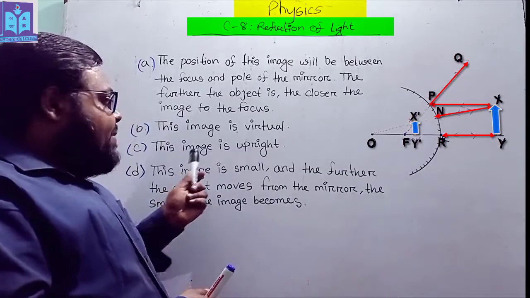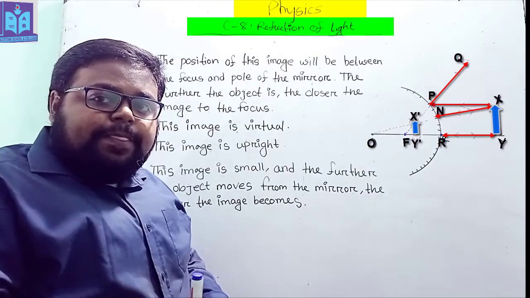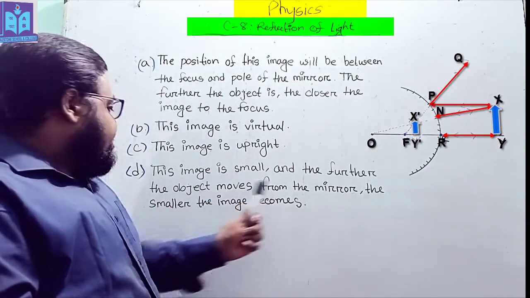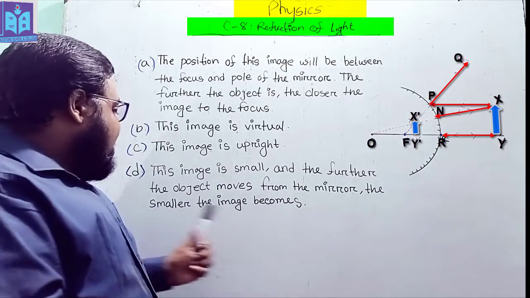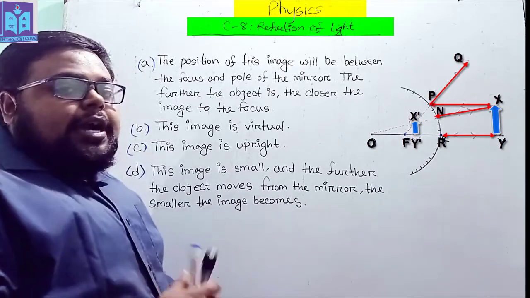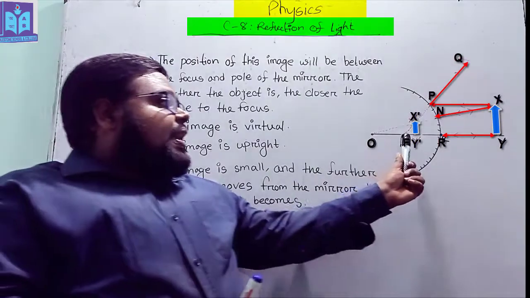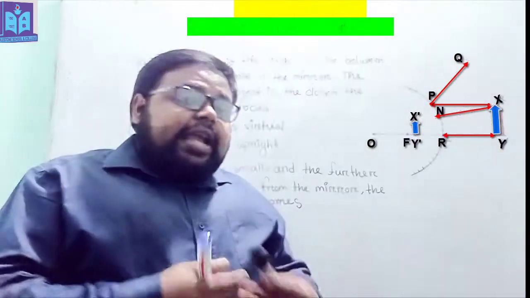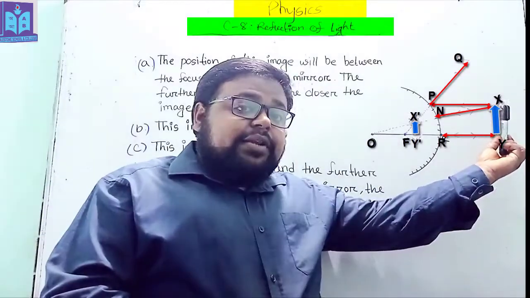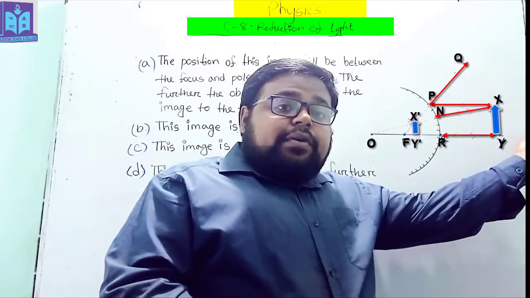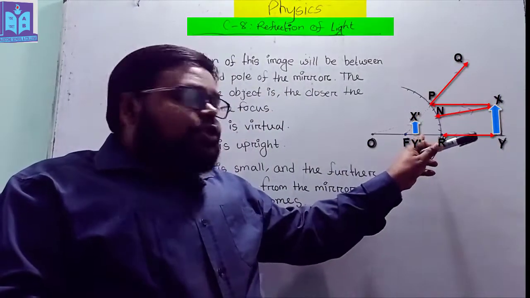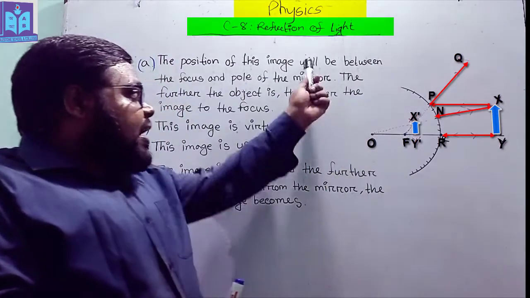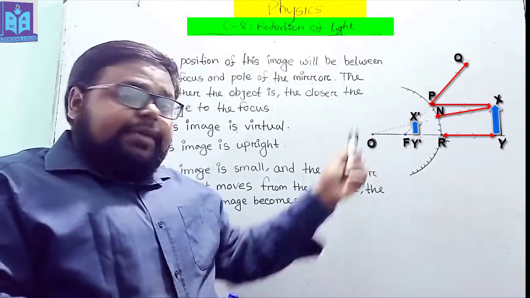That's why the image is upright. Okay, number 4, this image is small, and the further the object moves from the mirror, the smaller the image becomes. That means here you can see that the image is smaller than the object. And again, if we move the object far from the mirror, then the image will be smaller than the previous. Okay, I hope you understand these 4 characteristics of this image.